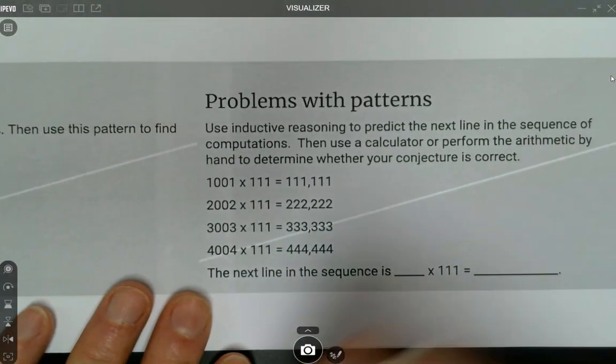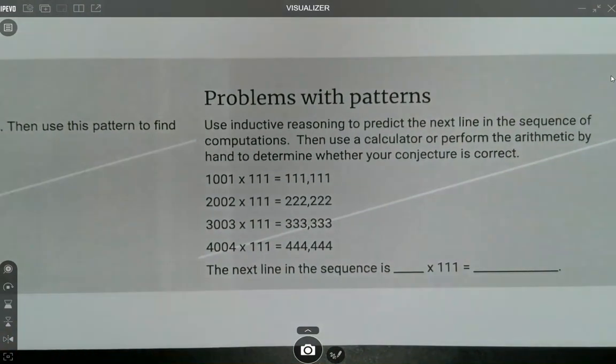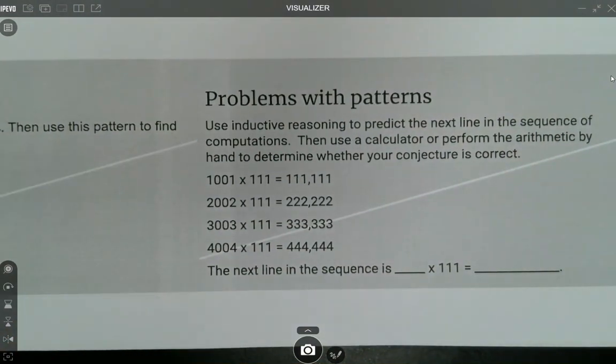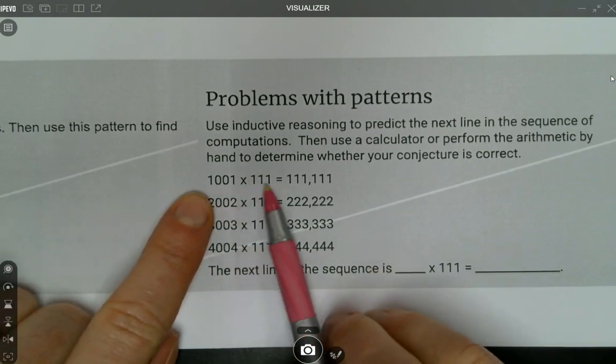Go to the next one. Problems with patterns. Use inductive reasoning to predict the next line in the sequence of computations. Then use a calculator or perform the arithmetic by hand to determine whether your conjecture is correct. So let's look at this.